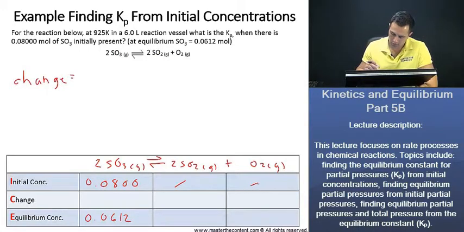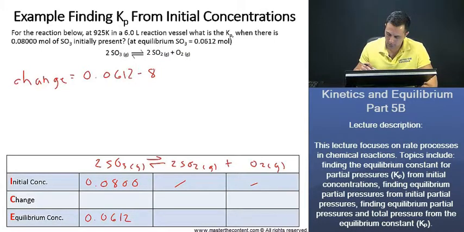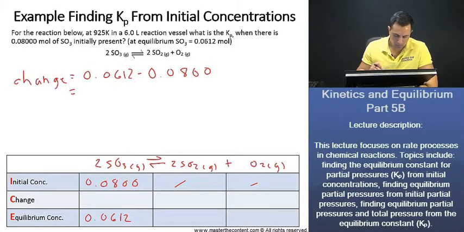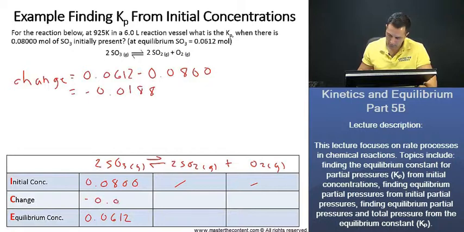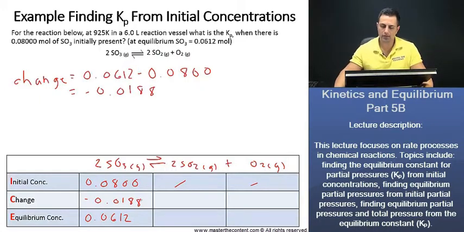The change, we were saying, is just going to be our equilibrium amount, which is 0.0612, minus our initial amount, which is 0.0800. This is going to give us a value of negative 0.0188. So the change is 0.0188. Wonderful. Now to write down the change for our products, we have to take note of one thing.